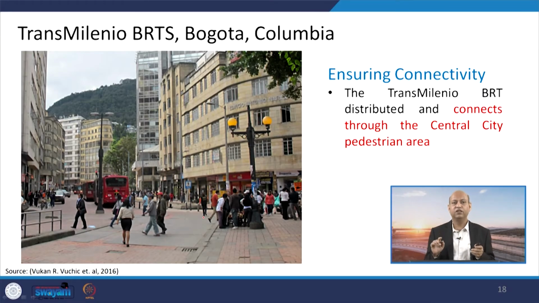So, that is again one incentive for the people to ride this BRTS system. Otherwise, you can walk, and there is no traffic congestion, except for a few cars, maybe with some special permit.